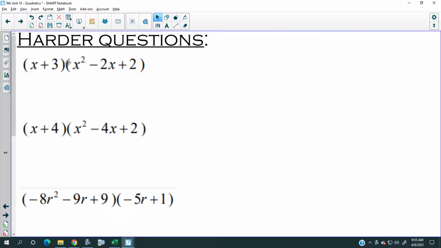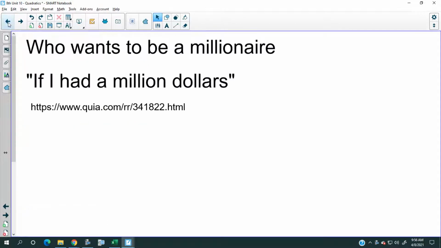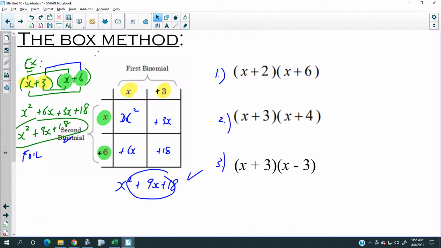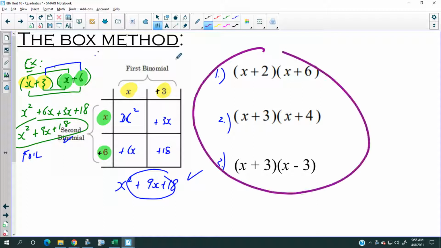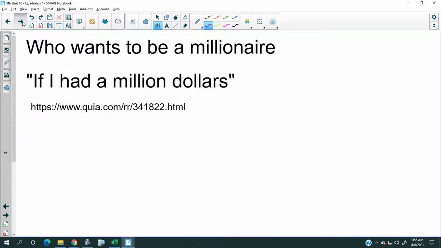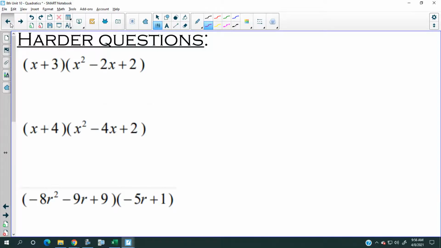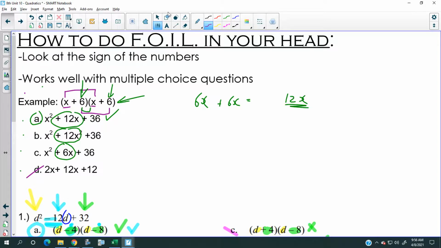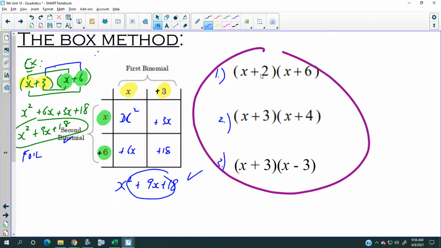Now, I don't know if you've noticed. One of the things I want you to be able to do right now is look at these three questions and tell me how these are different from the questions we've done, like these. How are these questions different?